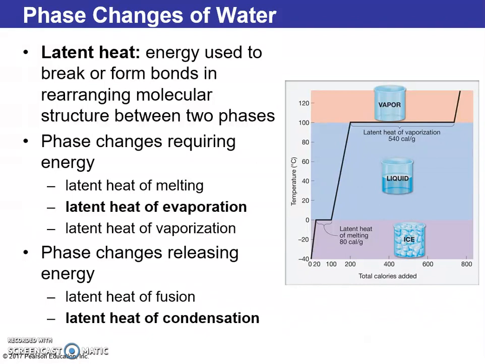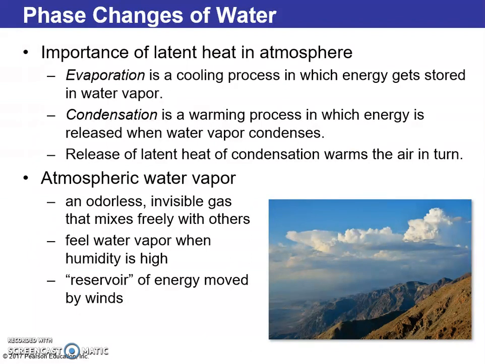As far as the phase changes, releasing energy can also happen. So we can have latent heat of fusion, latent heat of condensation. So it can work both ways. Energy can be gained or lost. Okay, so latent heat in the atmosphere. Evaporation cools, which is where energy gets stored. Condensation, energy gets released. Very, very important. We'll see that again.